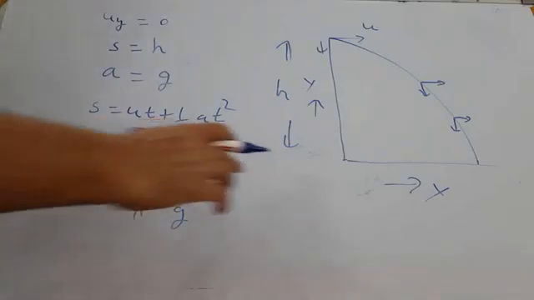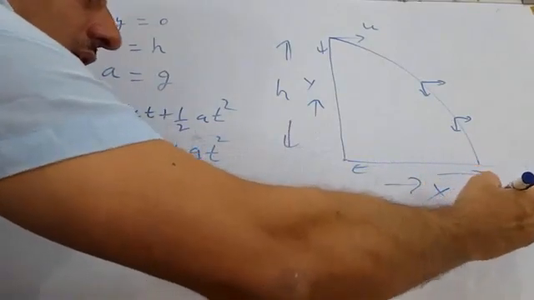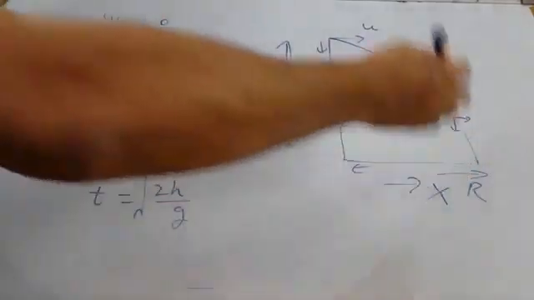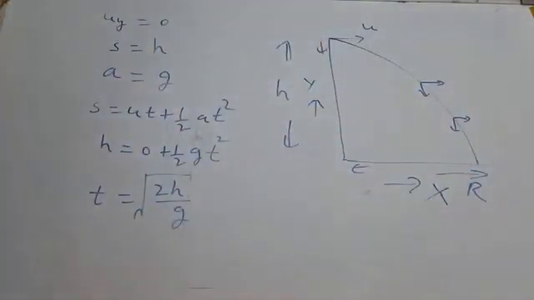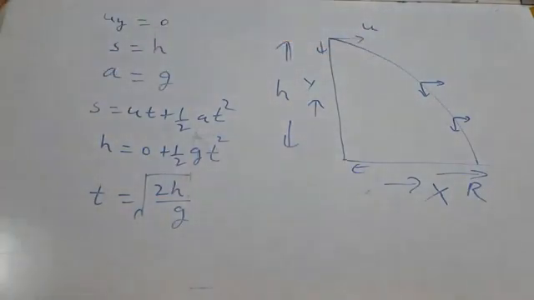Now, what will be the horizontal distance traveled? This distance, which is R, is the horizontal range, along the x-axis. Now we will calculate the horizontal range. We know the time, and we know the horizontal component. So the distance traveled will be the horizontal component multiplied by time.